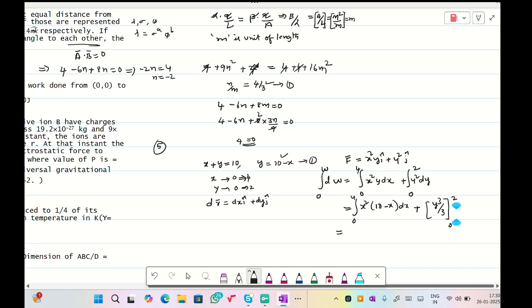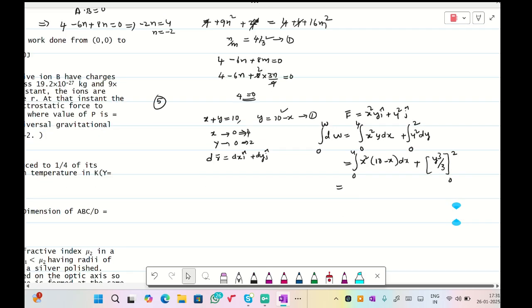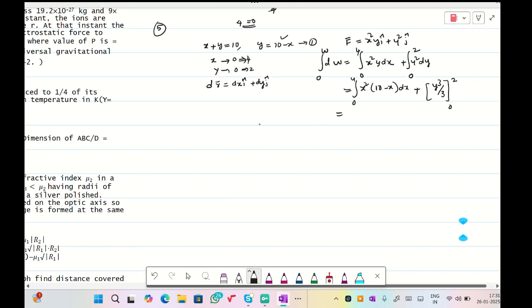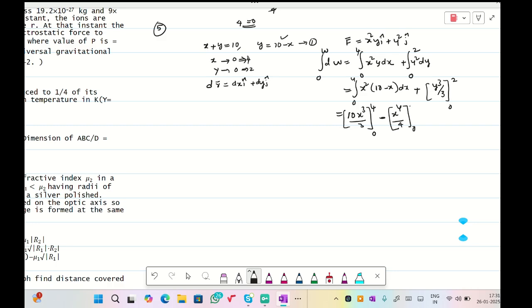So now simplify by multiplying x square inside the bracket, and the sum rule will apply. In integration of sum rule, you will get 10x square means 10 into x cube by 3 from lower to upper limit, 0 to 4, minus x power 4 by 4 again 0 to 4, plus upper limit is 8 by 3. 2 cube means 8 by 3, that is equal to here.